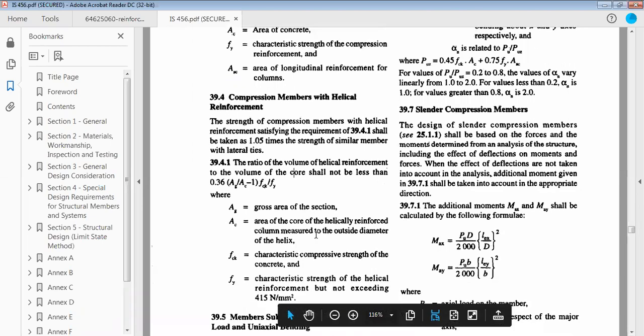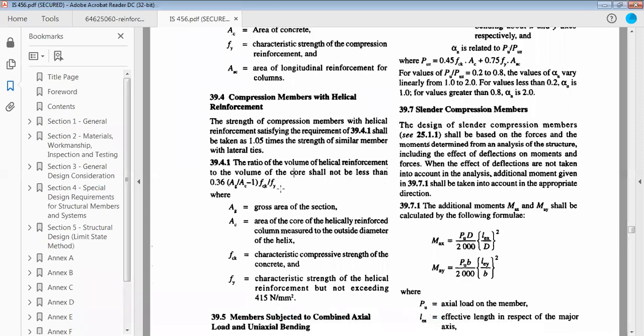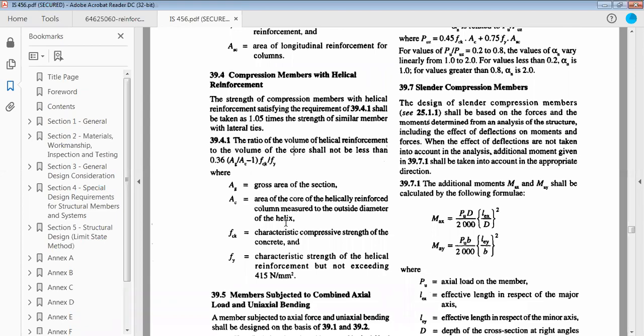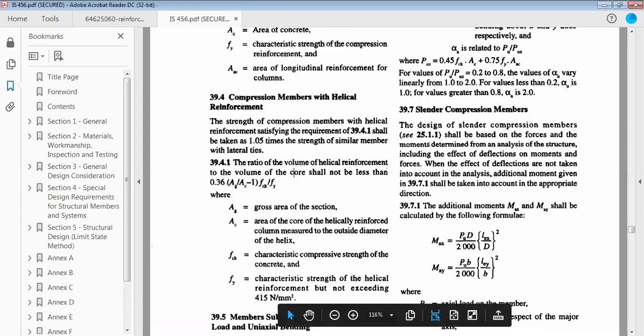Now, what is a volumetric ratio and why is it important? Its value is not less than 0.36 into (Ag by Ac minus 1) into fck by fy. Again, we'll get this if we take up an example.